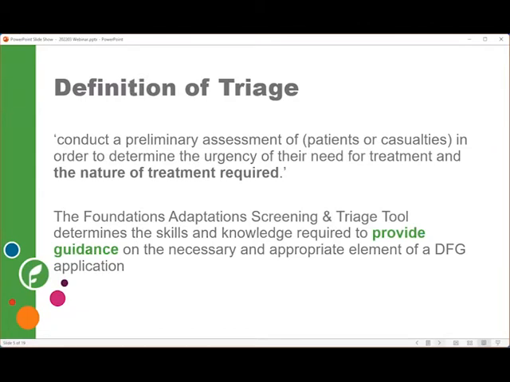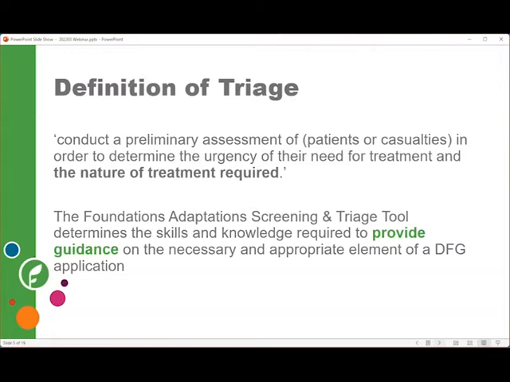So just really quickly, this is a definition of what a triage tool is. It's a tool that helps conduct a preliminary assessment in order to determine the urgency of need for treatment and the nature of the treatment required. So Foundations' adaptations triage tool determines the skills and knowledge required to provide guidance around what is necessary and appropriate in terms of that DFG application.